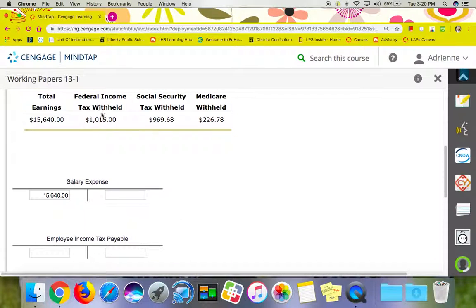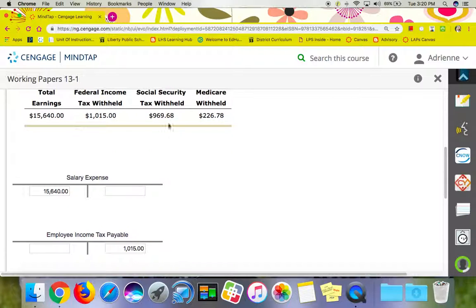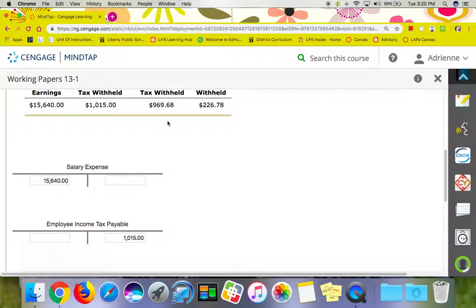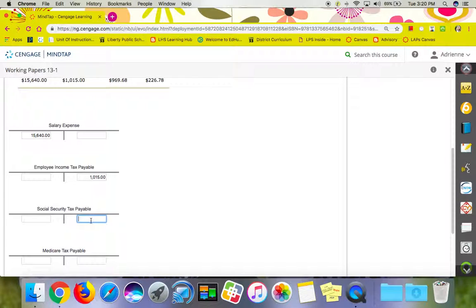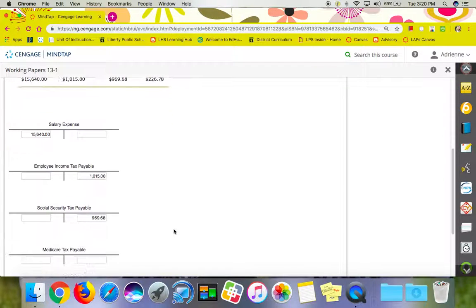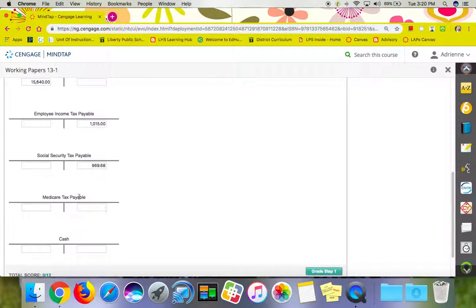The next amount, federal income tax withheld, it annoys me that they don't just call them the same thing, but that's going to be going in employee income tax payable. And any of our payables are liabilities. And so liabilities have normal credit balance. So 1,015 is going to go here. Social Security tax withheld, that amount is going to get credited to Social Security tax payable. So 969.68. And then Medicare is going to get credited $226.78.